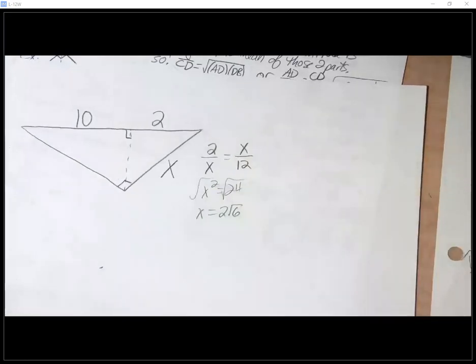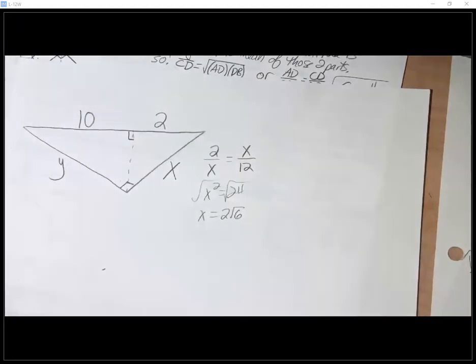Same triangle, same numbers, find me y. Please make sure you're trying these. I don't want you to be super lost on this whole section. The only way to know that you know what I'm talking about is if you do them. Pencil to paper.